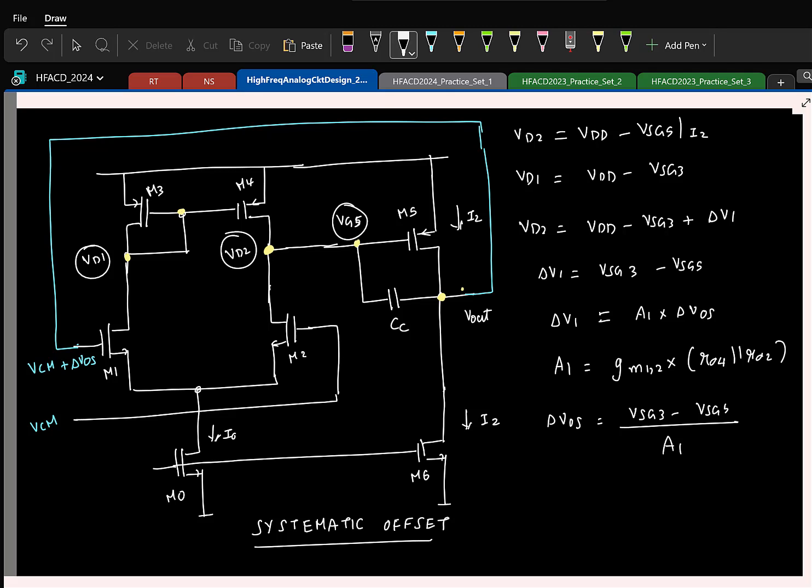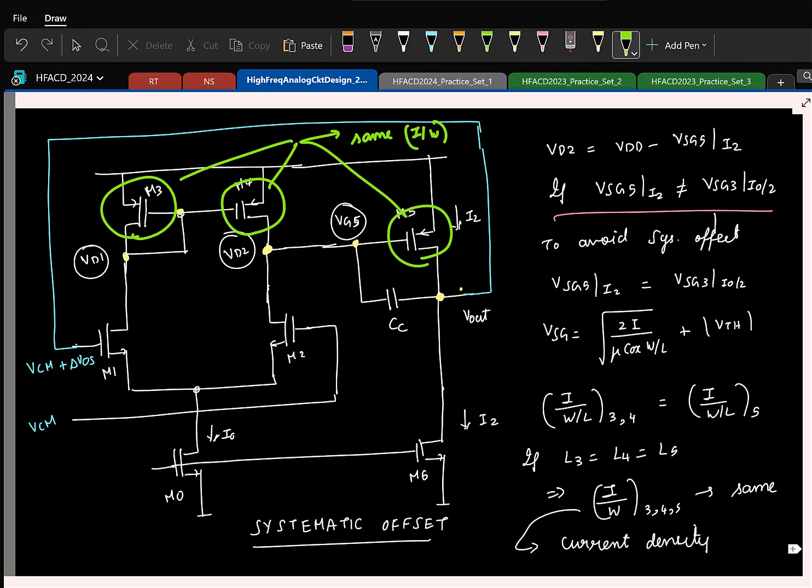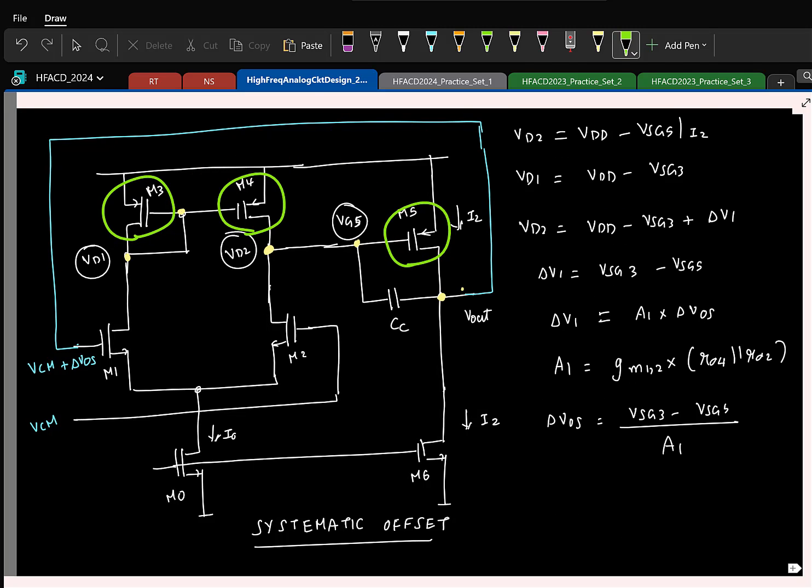So if the gain is large enough, typically this offset will be small. So if you are okay with that, you don't have to worry. But if you don't want that offset also, you have to choose the current densities to be the same for all these. Okay, cool. So now we know what this is.